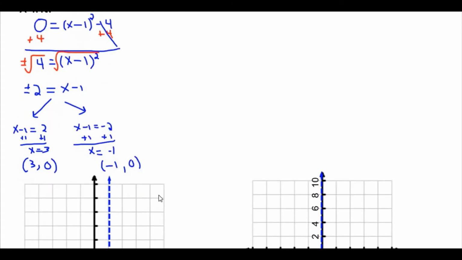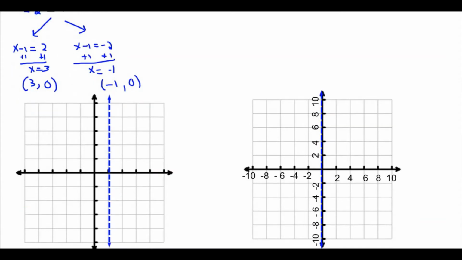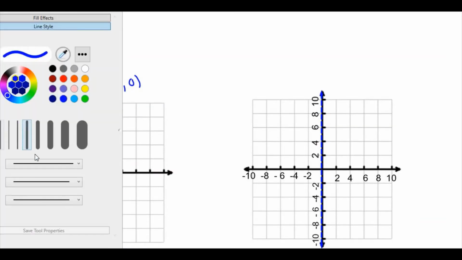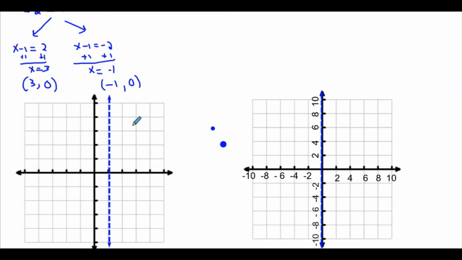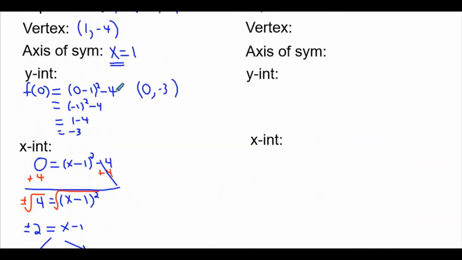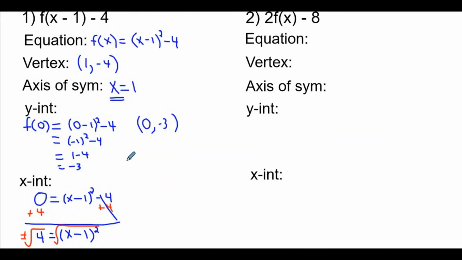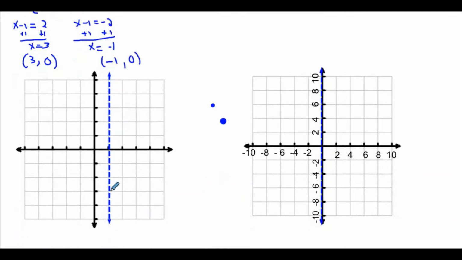So let's put all this together. Let's take a look at the graph. I went ahead and graphed the axis of symmetry using a line, and that line is x equals 1. Now we're going to graph the vertex at (1, negative 4). My x-intercepts are right here at (3, 0) and (negative 1, 0).